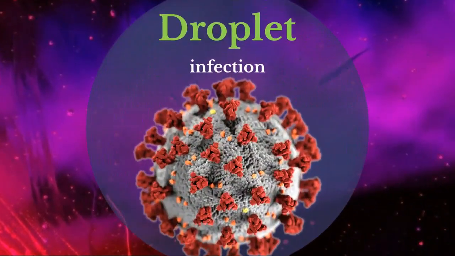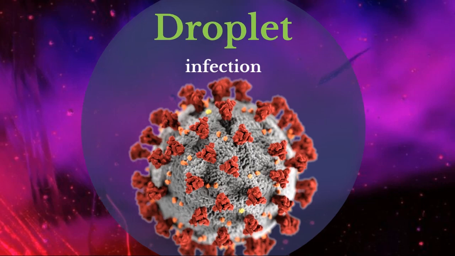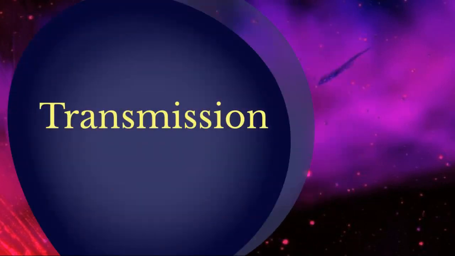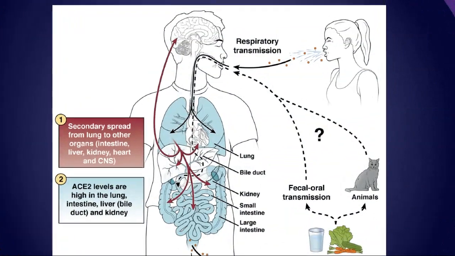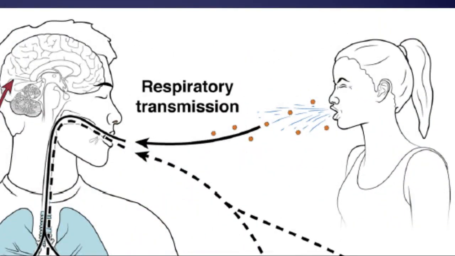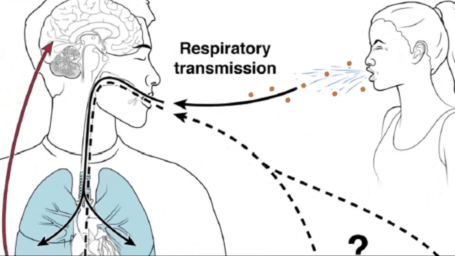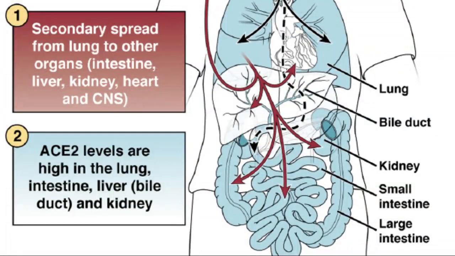First of all, the COVID virus is a droplet infection because it has a high molecular weight, with a large 30 kilodalton genome. How is it transmitted? As we know, the transmission is usually by respiratory droplet infection, where the virus enters the lung and spreads from the lung to other organs like the intestine, liver, kidney, heart, and CNS.